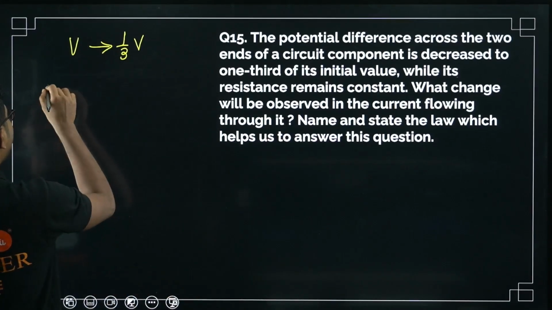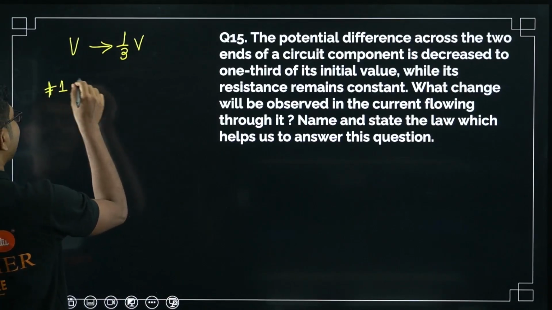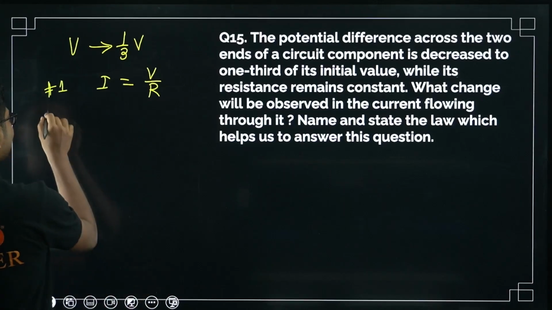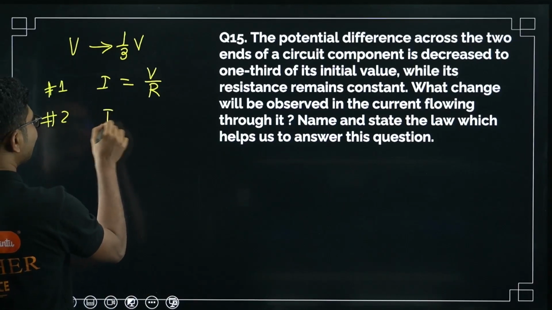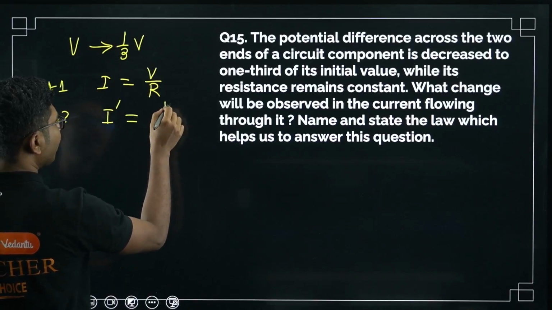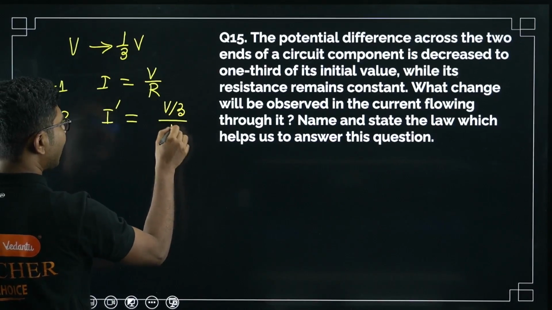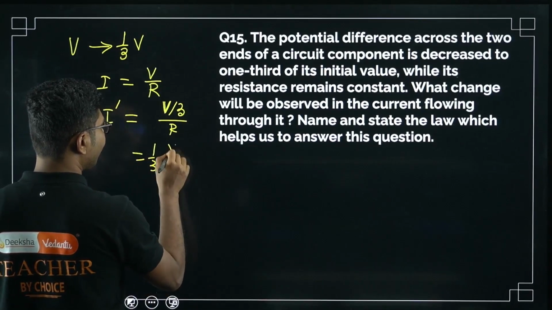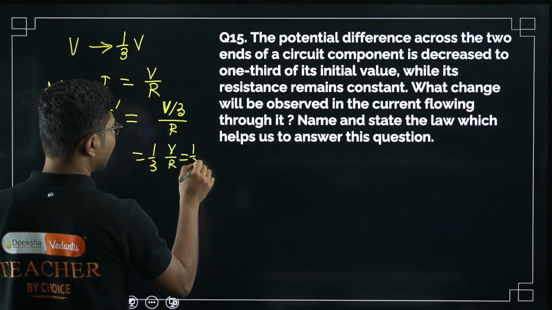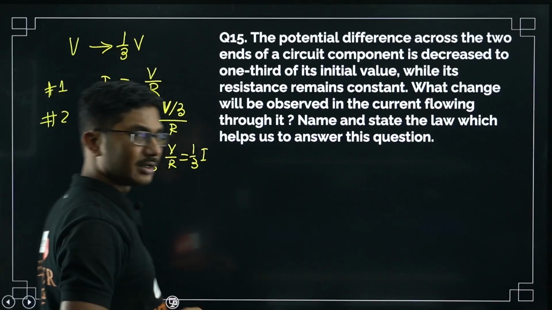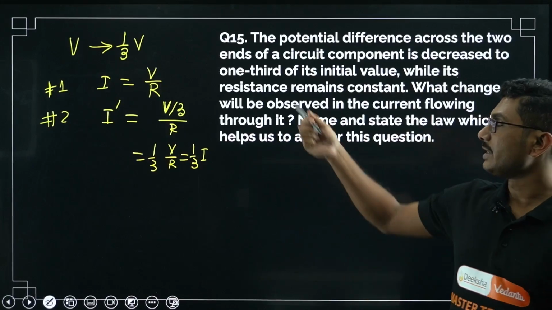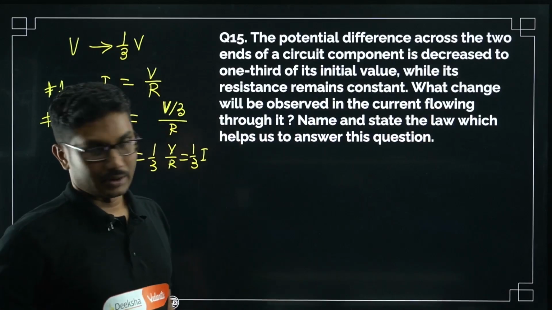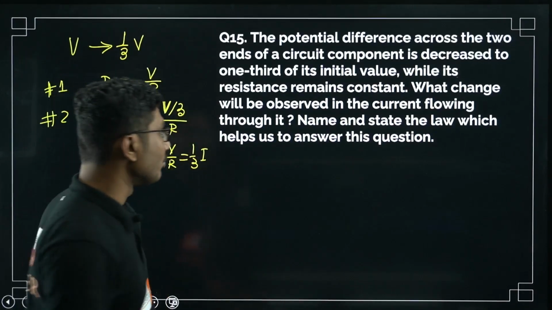In the first case, what is the current? First case current was V by R, right? In the second case, say current is I dash, it will be V by 3 divided by R, right? Because R is constant. So 1/3 V by R or 1/3 I. So current will become 1/3 of the initial value. As you decrease the voltage to 1/3, the current will also be decreased to 1/3, right? Now what law is it? It is Ohm's law.